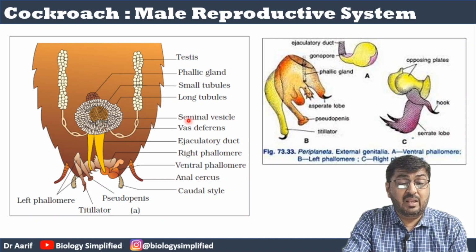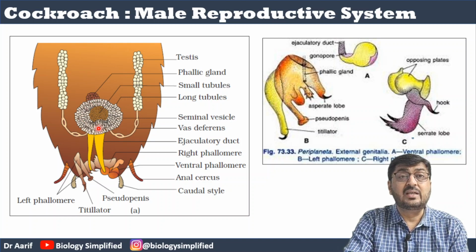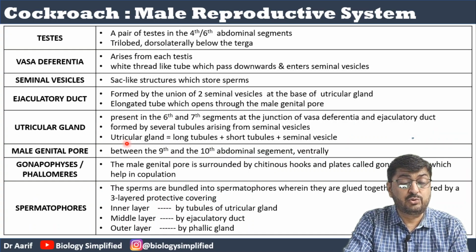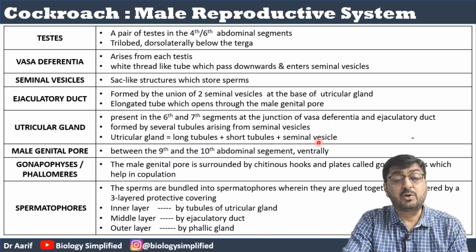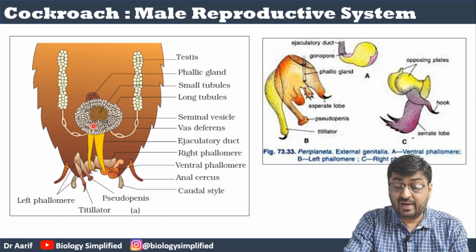So the seminal vesicles plus the long plus the small tubules put together is nothing but a mushroom shaped gland which is called the utricular gland. So utricular gland is equal to the long tubules plus short tubules plus the seminal vesicles. This makes up the utricular gland. So at first glance, this flower type structure which you are seeing is nothing but the utricular gland, right?